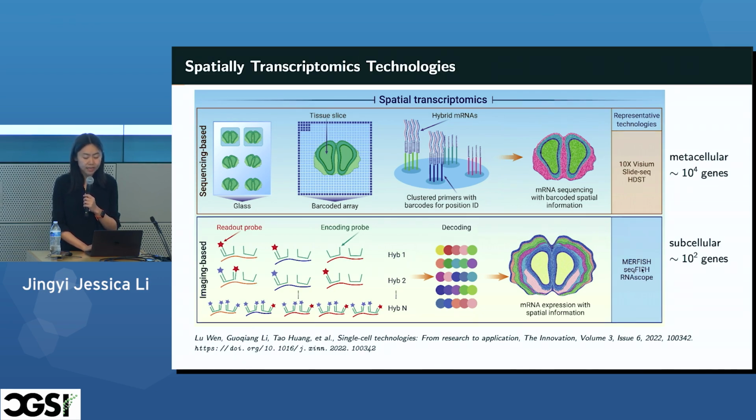In contrast, the imaging-based technologies aim to detect RNA transcripts directly, but you have to design probes to target these transcripts, so you can't afford to measure the whole transcriptome. Instead, you typically measure 100 or 200 genes. So these are your targets, the genes of interest. But what you gain is the spatial resolution. You can even go to subcellular. That's the reason both types of technologies are being used, and people will choose the technologies based on their research questions.